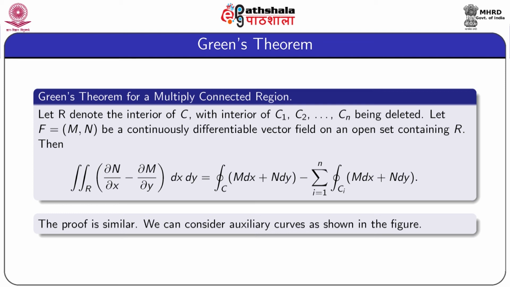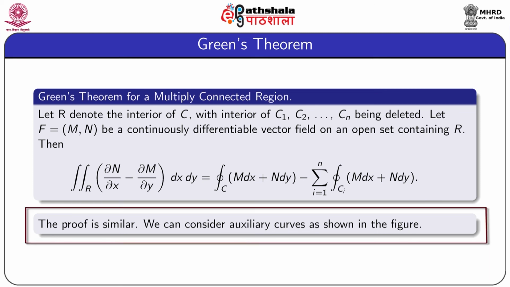Let F equal to (M, N) be a continuously differentiable vector field on an open set containing R. Then the double integral over the region R of (∂N/∂x minus ∂M/∂y) dx dy equals the line integral over C of M dx plus N dy minus the summation i equal to 1 to n of the line integral over Ci of M dx plus N dy. The proof is similar. We can consider auxiliary curves as we have shown in the picture.